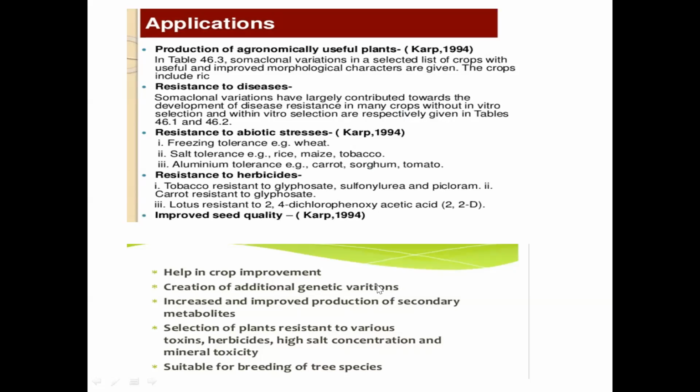You can introduce variation and create a variant, and you can increase the production of secondary metabolites in calli by inducing somaclonal variations. They are also suitable for breeding of tree species. The somaclonal variants are suitable for breeding for tree species.